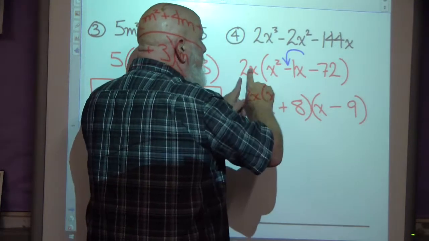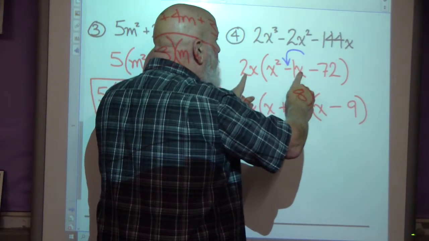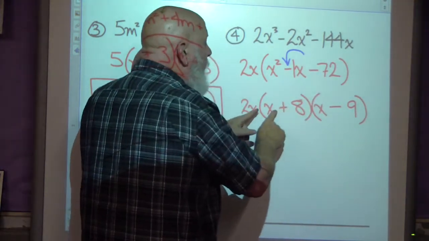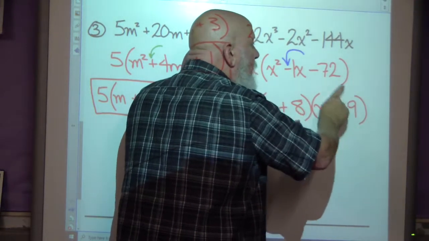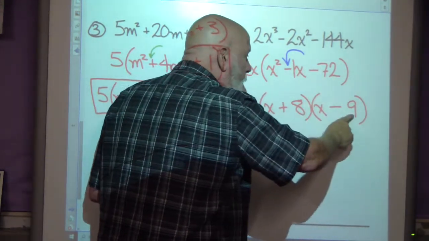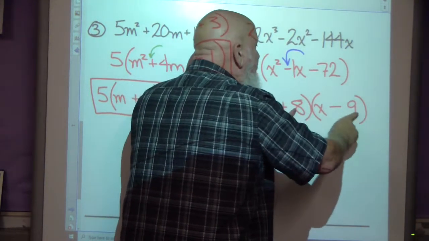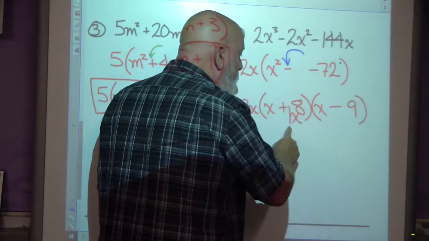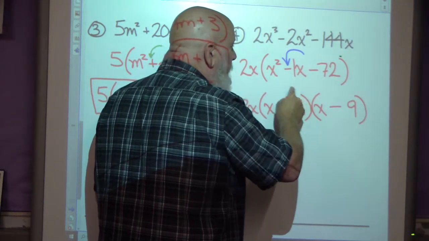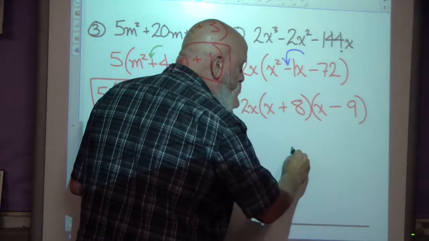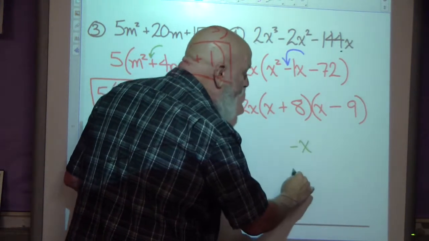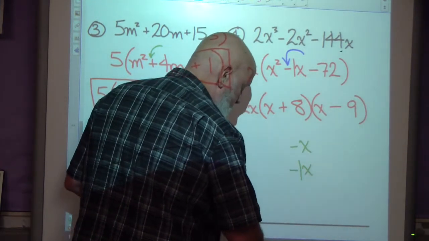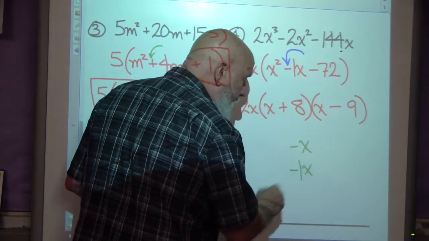I already checked this. This is 2x cubed minus 2x squared minus 144x, so I've got that. And now I'm checking this. These have got to multiply together to give me -72, and they do, 8 times -9. And they've got to add together to give me -x, -1x. And again, you don't have to put that 1 in there. I'll go ahead and leave it. But if it just said minus x like this, minus x means it's the exact same thing as -1x. There's an implied 1 there. So you can write it like this and just remember that that's a 1.